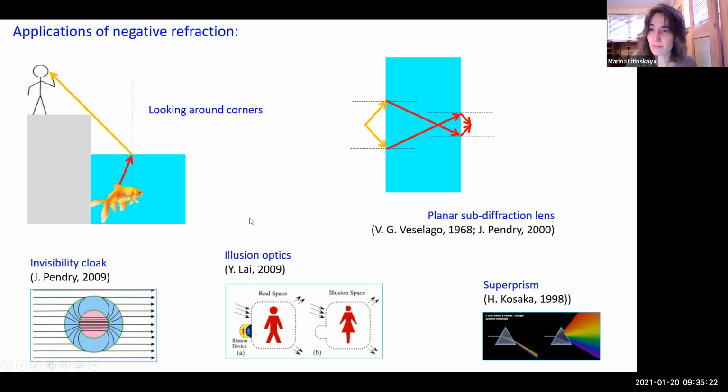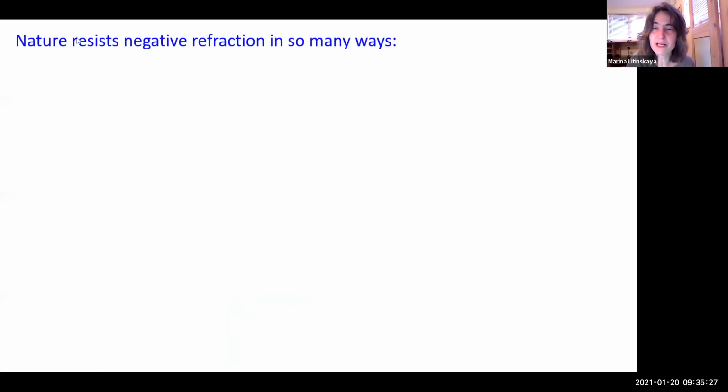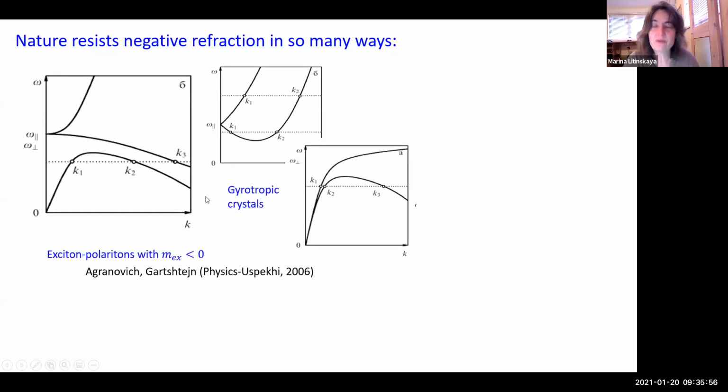Now, what about the gas? Before talking about gas, let's talk about solids, because we know why it sounds so unusual, so counterintuitive, because we never can observe negative refraction in our everyday life. And it happens because it looks like nature resists negative refraction in many different ways. For example, as I said, any wave with negative group velocity would negatively refract.